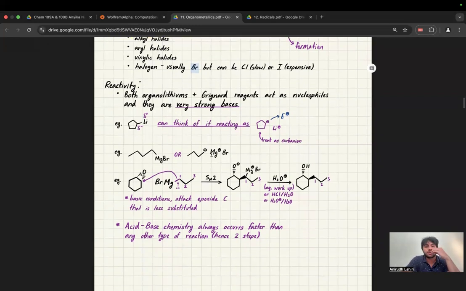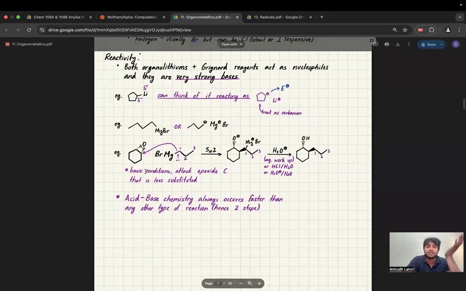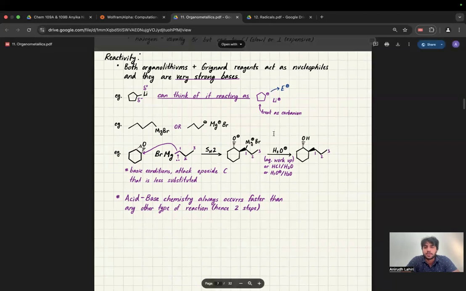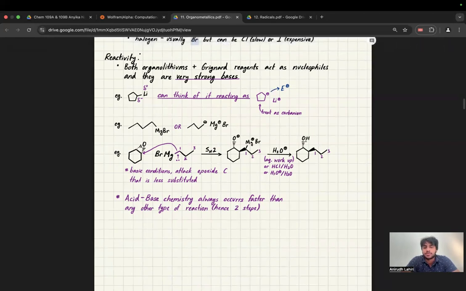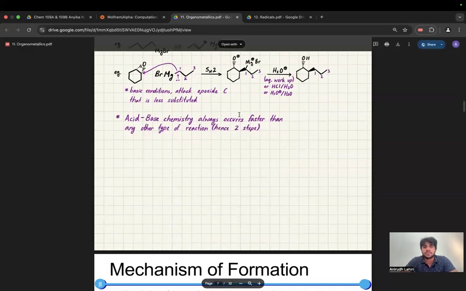So let's go back to epoxides, right? In basic conditions, the attack on the epoxide is on the less substituted side. This side is symmetric, so it doesn't matter, but remember, it's negative, so we treat it as basic conditions. Then we have to do a workup step, because since we're in basic conditions, we will never have a group protonated. Remember, in basic conditions, there's always a minus or neutral. We never have a plus or a proton in general. Acid-base chemistry always occurs faster than any other type of reaction. That's why we have two steps here.